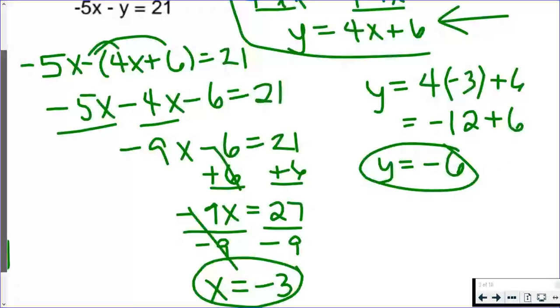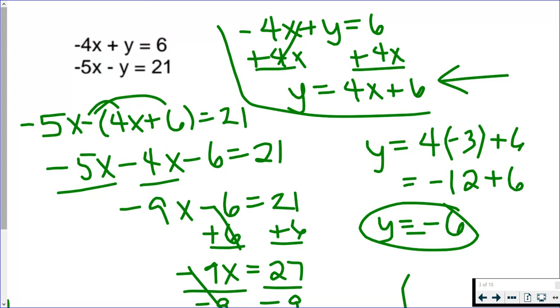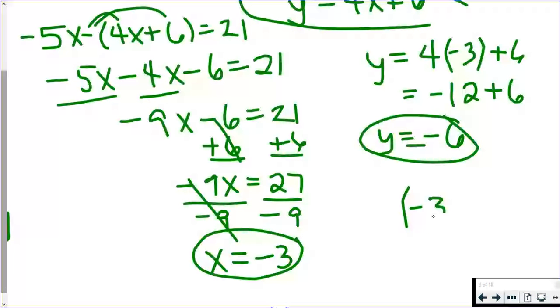Or, as I said in a previous video, the solution to a system is where those functions would intersect. So in this case, these two lines would intersect at an x value of negative 3 and a y value of negative 6. Which means you could also write your answer as negative 3, negative 6. Now I'm going to show you how you can do this with elimination, and it's a much quicker method.